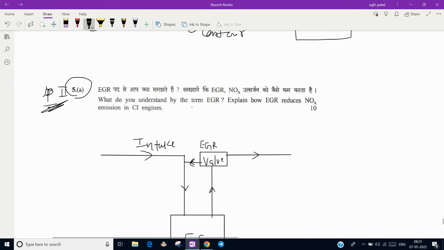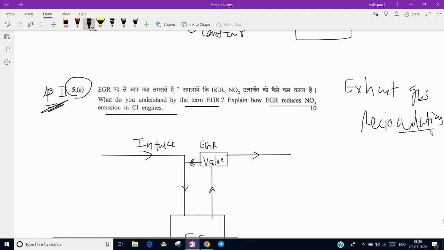What do you understand by the term EGR, and explain how EGR reduces NOx emission in CI engine. So first, what is EGR? EGR is exhaust gas recirculation. So exhaust gas recirculation stands for EGR. That is completed. Now, explain how EGR reduces NOx emission in CI engine.